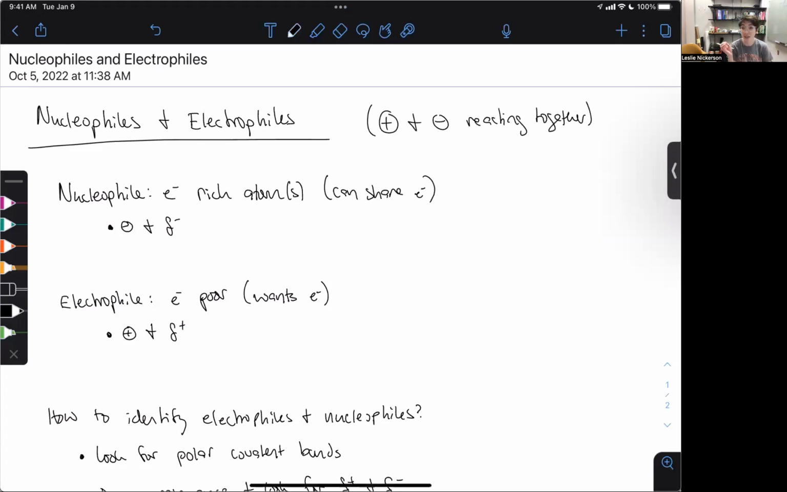The positive side is your electrophile, the negative side is your nucleophile. Being able to identify those pieces is going to be really key in helping us understand reactions.